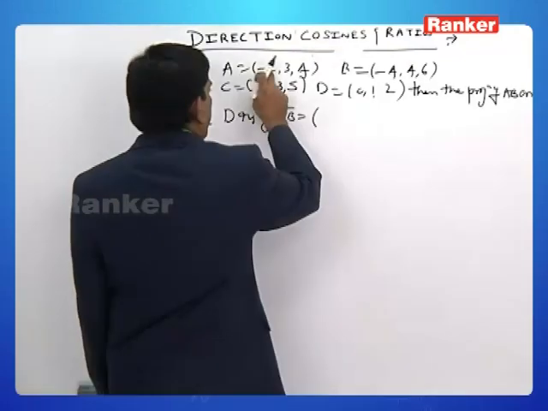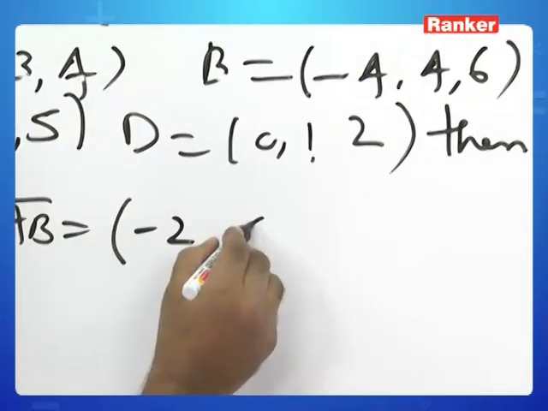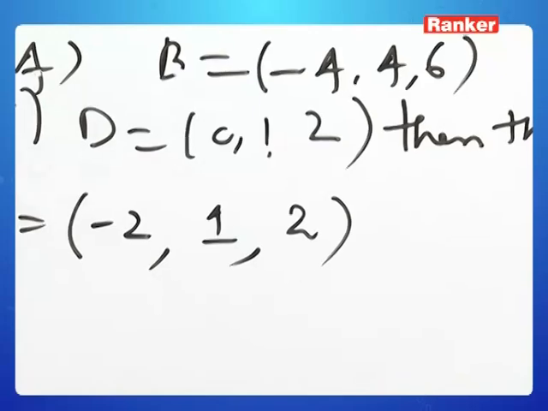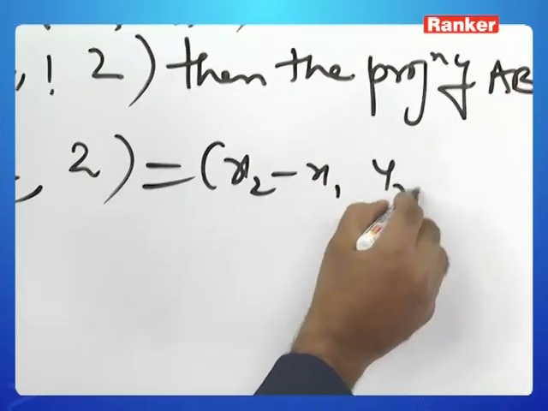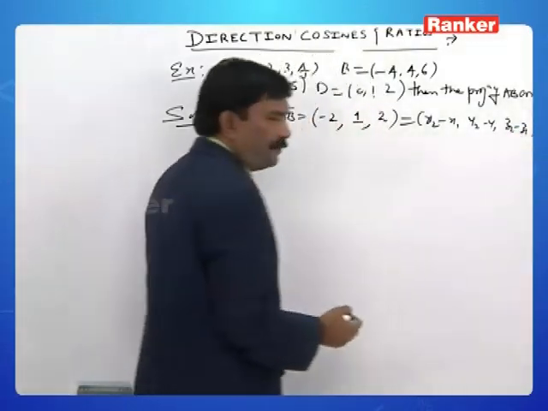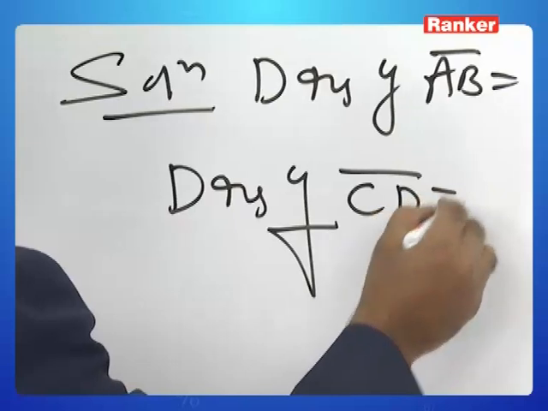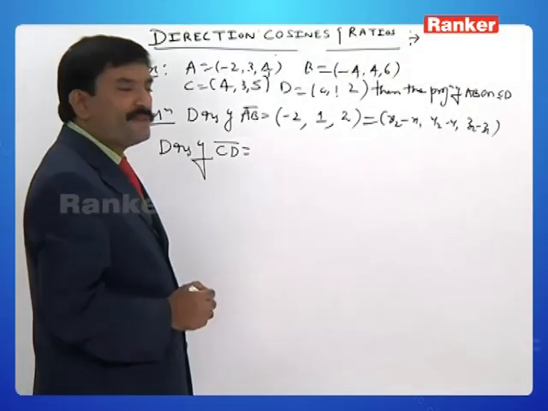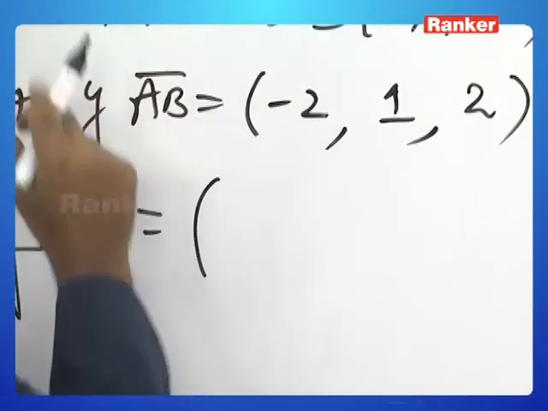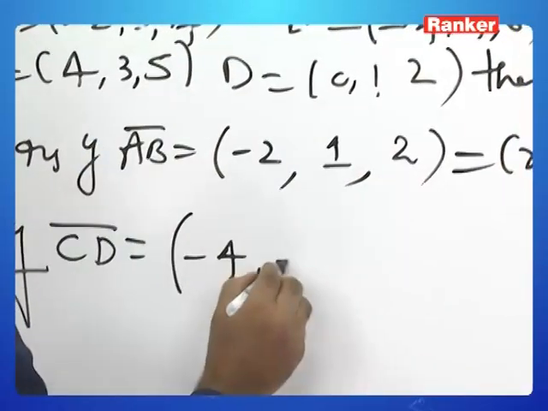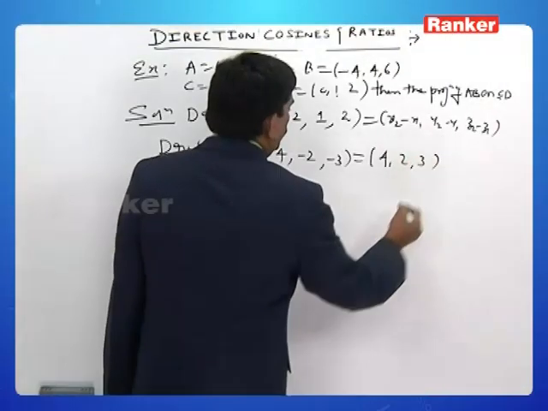DRs of AB bar: x1, y1, z1, x2, y2, z2, x2 minus x1, y2 minus y1, z2 minus z1. Followed? Now I want to find out the DRs of CD bar. The DRs of CD bar are minus 4, minus 2, minus 3. This is the same as 4, 2, 3.